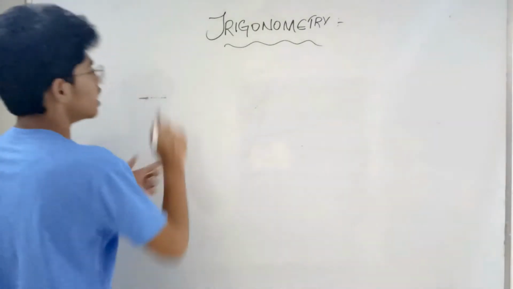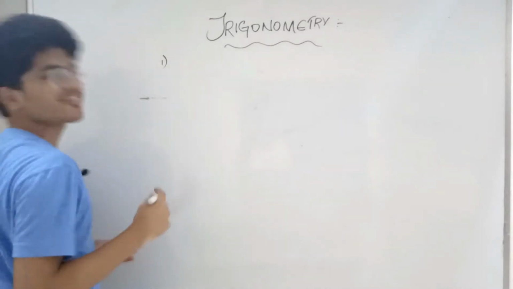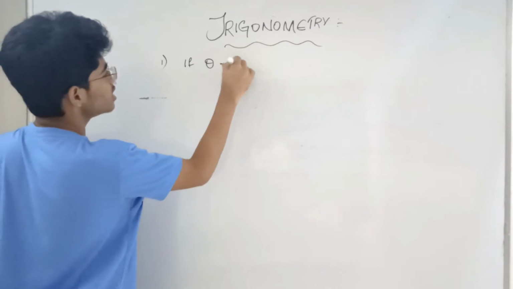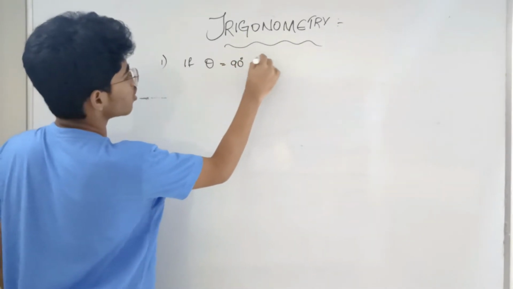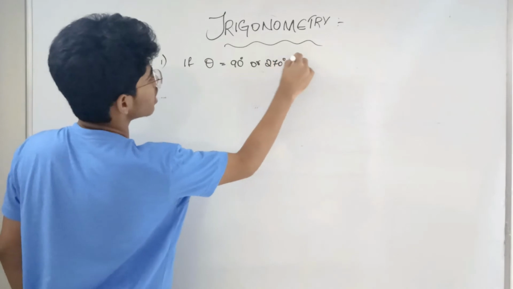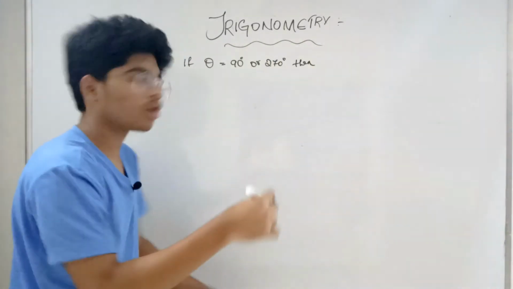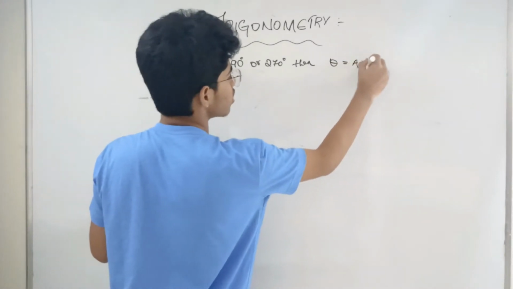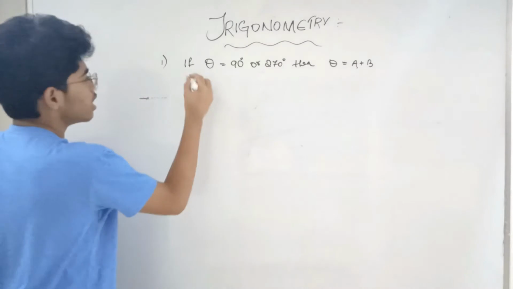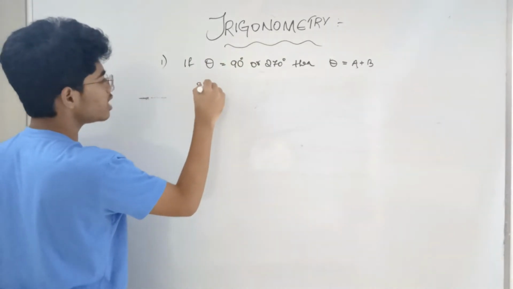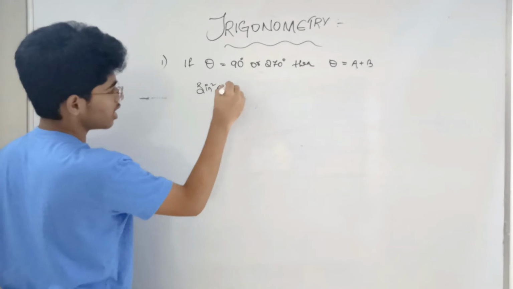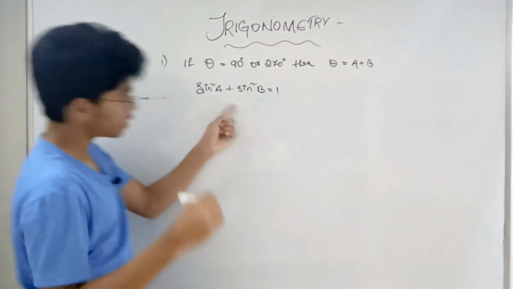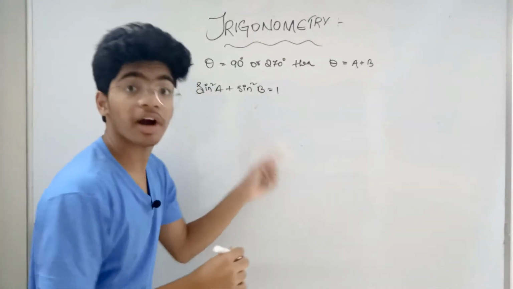Let's begin, starting with 1. Of course, everything starts with 1. If theta is equal to 90 degrees or 270 degrees, then in the place of theta we can write theta equal to a plus b. You know what this a plus b is now. So sine square a plus sine square b equals 1. This is an identity and also a shortcut.